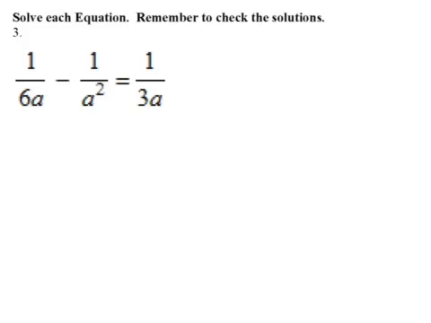Using our step-by-step guideline, let's solve example 3. Our first step is to simplify fractions where possible and factor the denominators. Both are done. The next step is to identify our least common denominator. In this case, our least common denominator is equal to 6a squared. The next step is to obtain fractions with the same denominator.